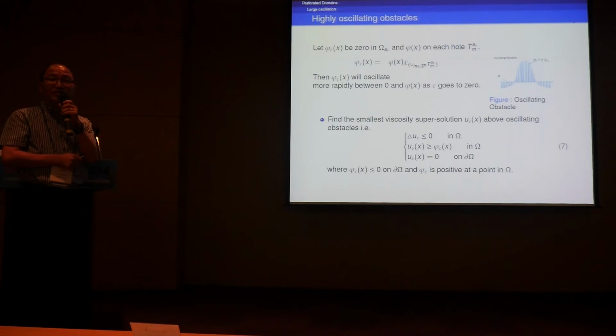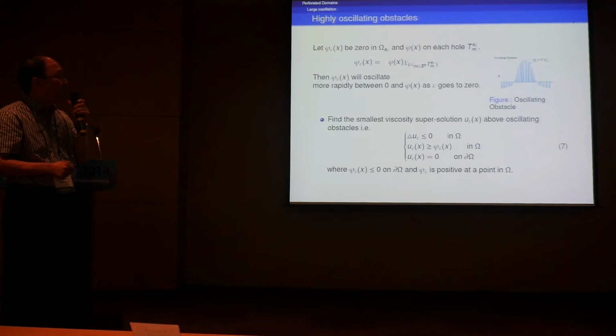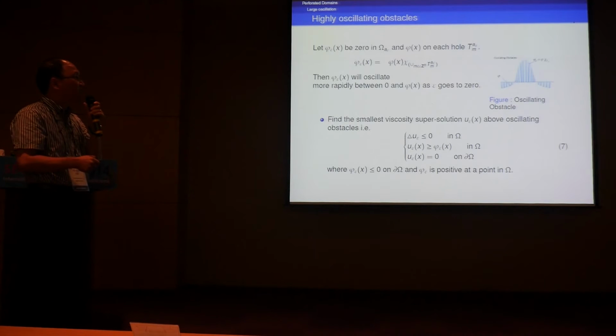And now we are going to consider oscillating obstacles. So psi is the obstacle. It has this shape. Now, in order to create oscillating obstacles, whenever you see the hole, you keep the obstacle outside the hole, and you delete the obstacle inside. So then you will have a lot of needles in this shape. And those are distributed periodically with a different height, depending on the part. Then we look at the least supersolution above this obstacle in this form.